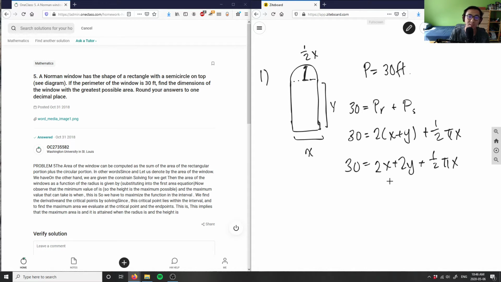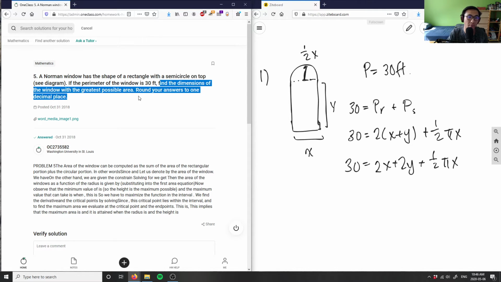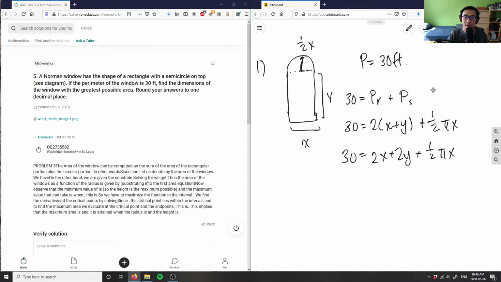And what I can do with this is isolate for y. And why I'm going to do that is because I'm going to create another formula for area, and we're going to have to optimize the area, because again, I care about finding the dimensions of the window with the greatest possible area, right? And again, with the area, I'm going to have two unknowns as well. So therefore, I'm going to require a substitution to get rid of a variable. So I'm going to do that step now.